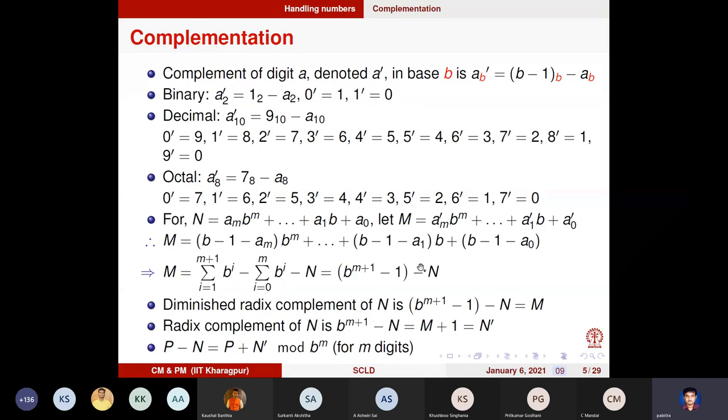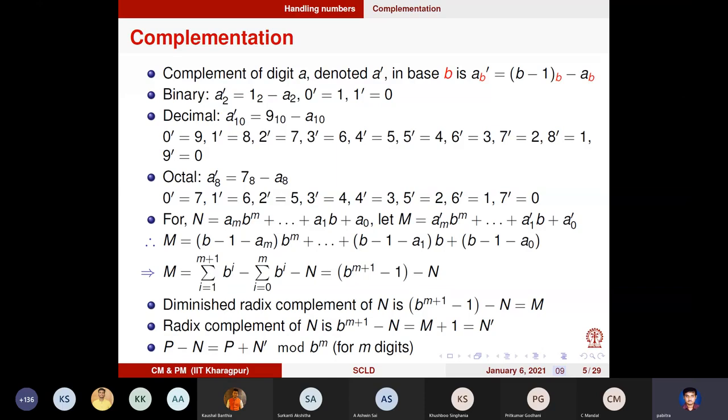So you see, if you have an m plus 1 digit number in base B, the value of m is nothing but b to the power m plus 1 minus 1 minus n. Notice one thing, the largest number you can represent in base B is b to the power m plus 1 minus 1. So if you have a 3-digit number, the largest number you can represent is 999. So it's b to the power m plus 1 minus 1 minus n again.